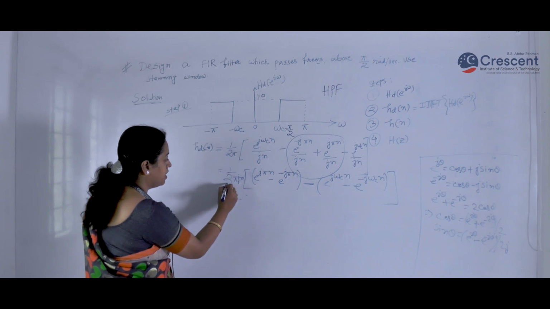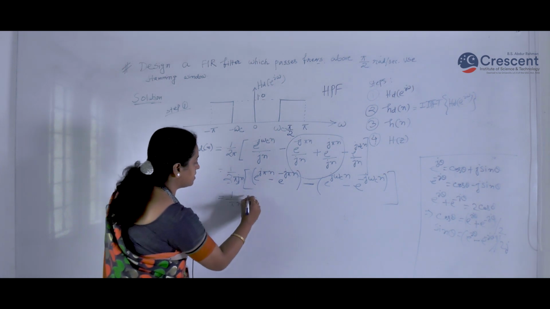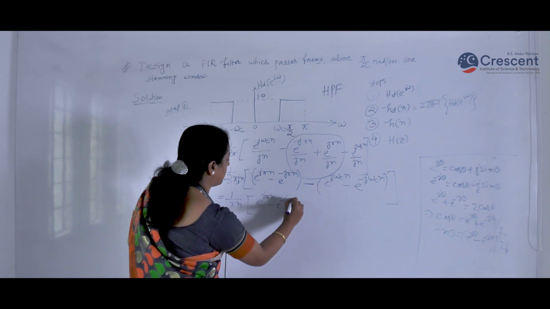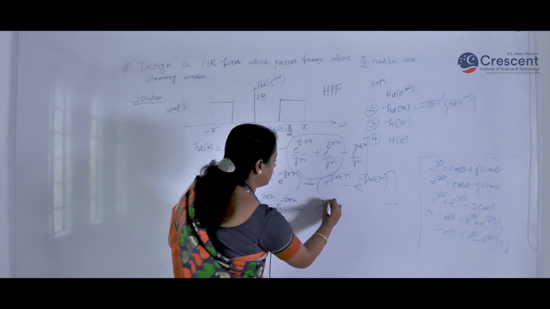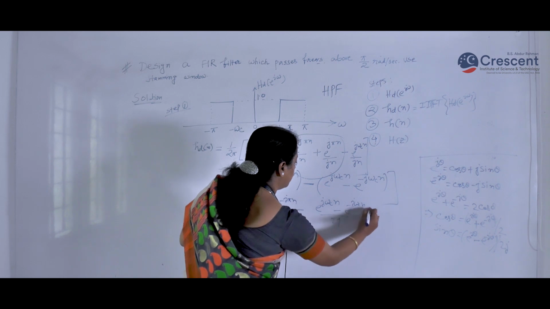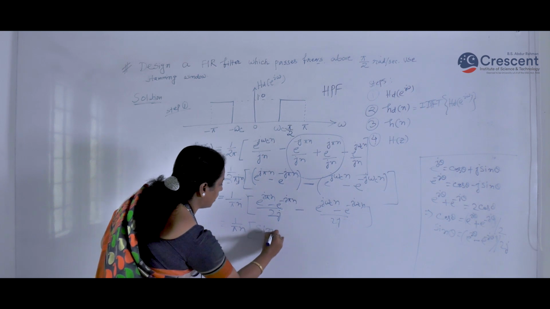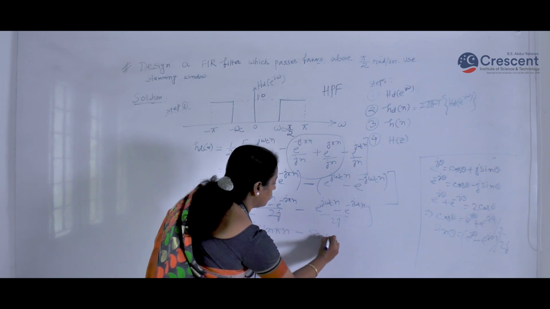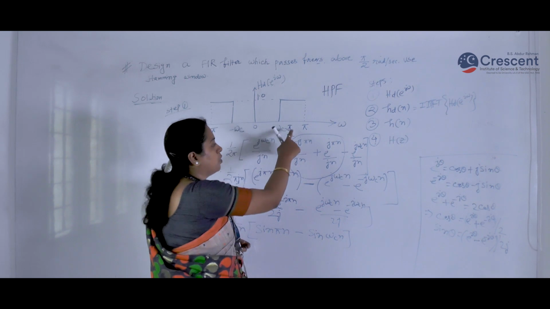So what I am doing here, this 2 and j, I will be taking it inside. So I have here pi n, and this can be written as e power j pi n minus e power minus j pi n divided by 2j, minus this term, e power j omega c n minus e power minus j omega c n divided by 2j. So this can be written as sin pi n, whereas this can be written as sin omega c n. We know already the value of omega c. Omega c is equal to pi by 2.